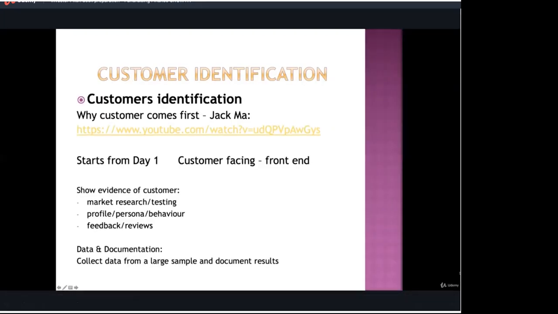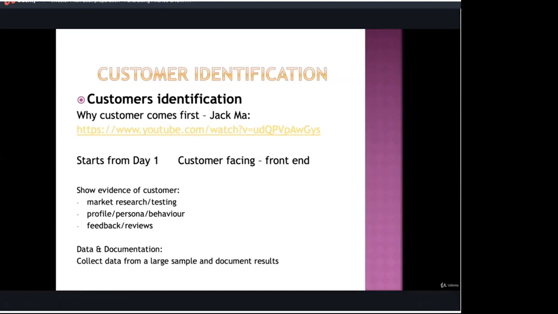Customer identification. In your business, remember that the customer comes first. You must be a customer-centric company. Watch the video with Jack Ma talking about putting the customer first. Show that you are a customer-facing company, i.e., focus on the front end.